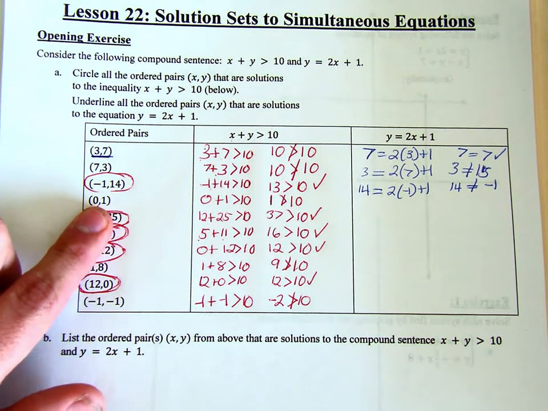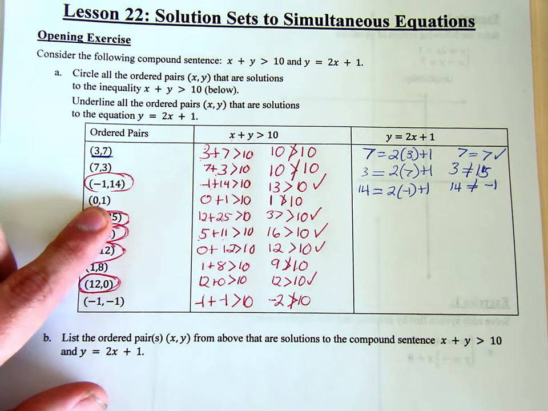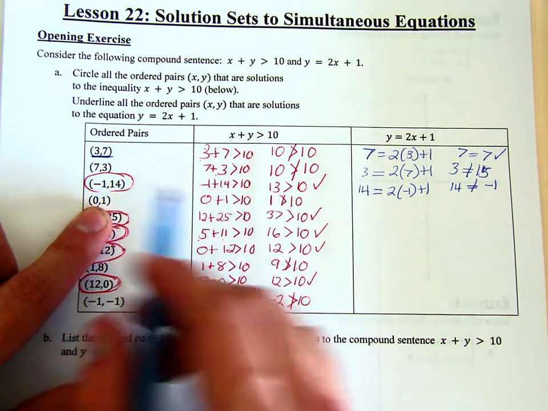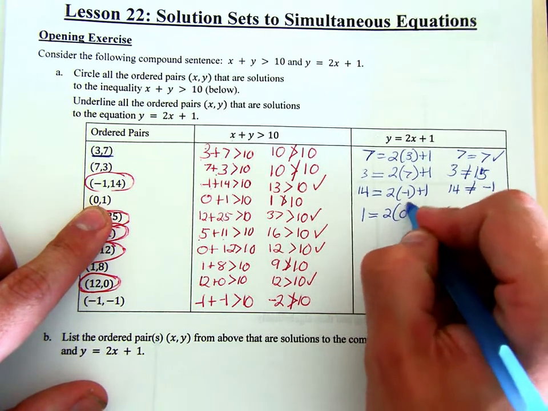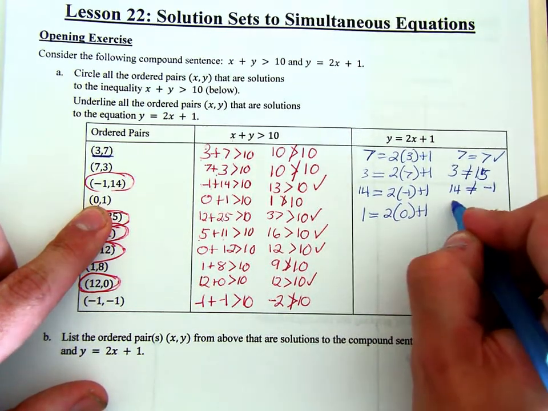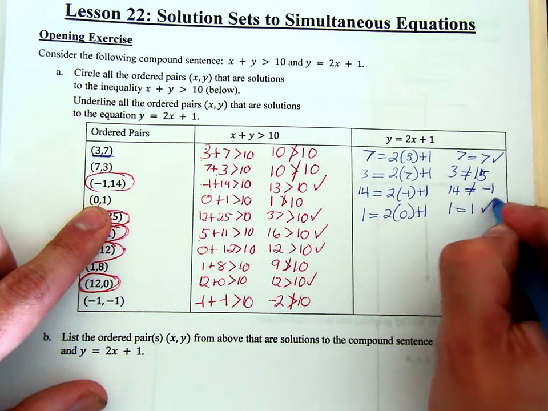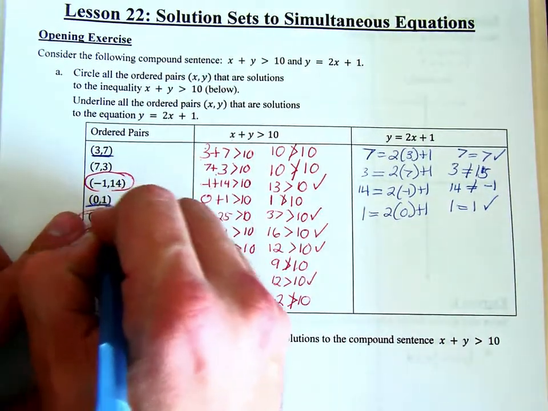Let's go on to the next one, 0, 1. If I look at this, x is 0, y is 1. So I get 1 is equal to 2 times 0 plus 1. In this case, I get 1 is equal to 1, and I know that this one works. So I'm going to underline it.